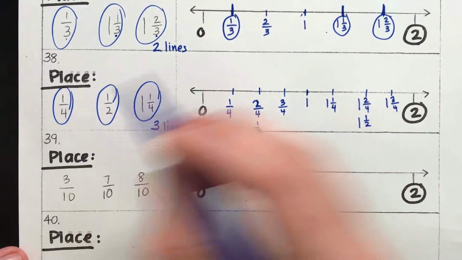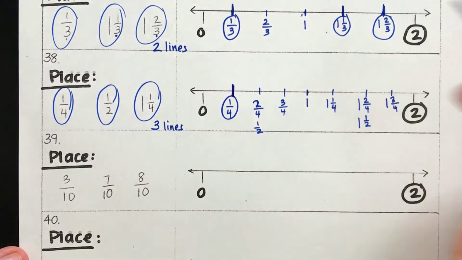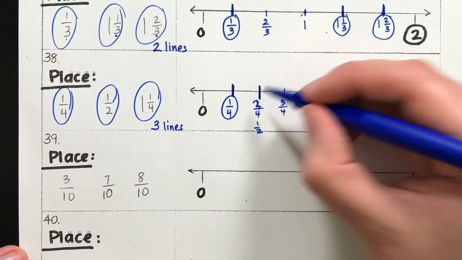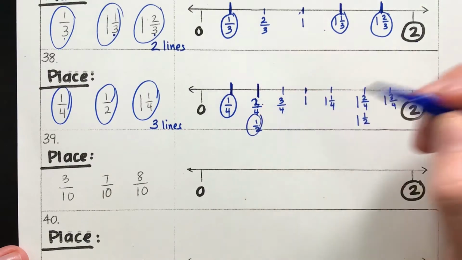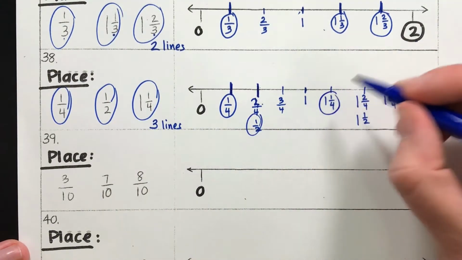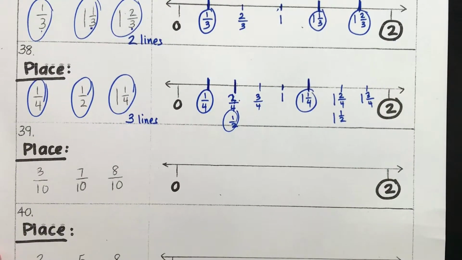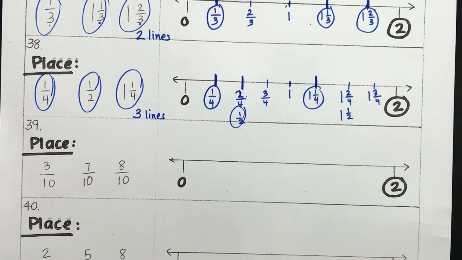Okay, so 1/4 we want to mark, so that's right there. 1/2, which is the same as 2/4, we're going to mark right there. And then 1 and 1/4 mark right here. So these should be about where you have your fraction or your number line marked.